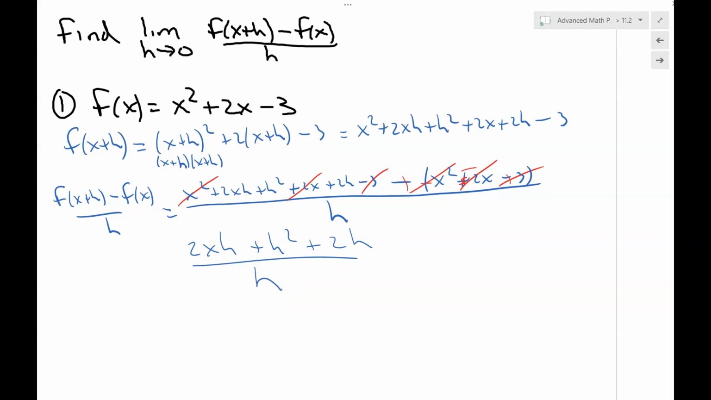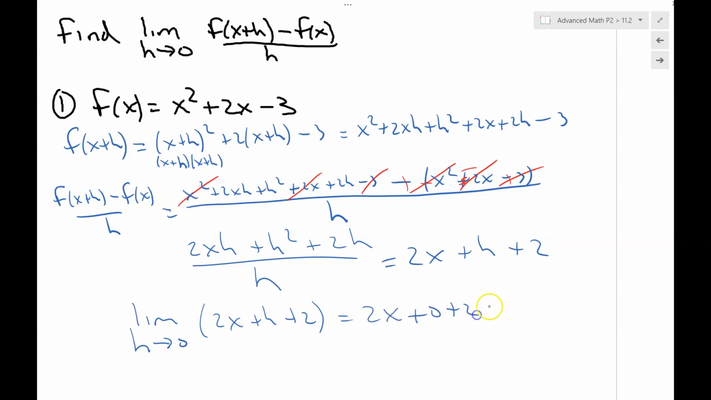Now, what we can do here is, you can separate this, but really what's happening is h is going to divide into each of these terms. So h into this one gets me 2x, h into this gives me h, h into that gives me 2. So then, taking the limit as h approaches 0 of 2x plus h plus 2, I would get 2x plus 0 plus 2, so my answer is 2x plus 2. Again, you're going to get something like an equation back for the answer.